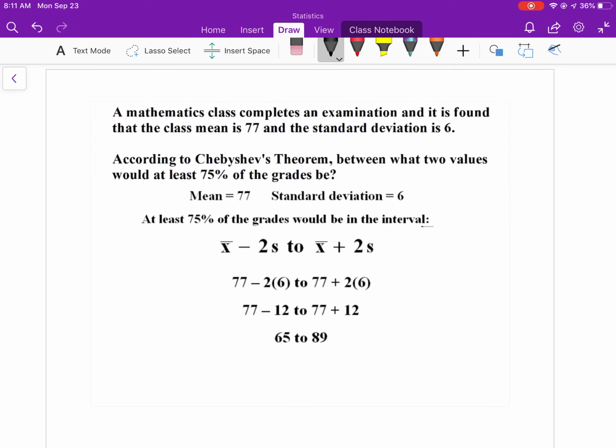Okay, so let's say a math class completes an examination and has found that the mean is 77 and the standard deviation is 6. According to Chebyshev's theorem, what two values would at least 75% of the grades be between? Since it's 2, I'm going to take the mean and put it in for x bar in both cases. I'll put in my 6 here for s, multiply it by 2, do some subtraction and adding, and get 65 and 89. That means that at least 75% of those test grades lie between 65 and 89.